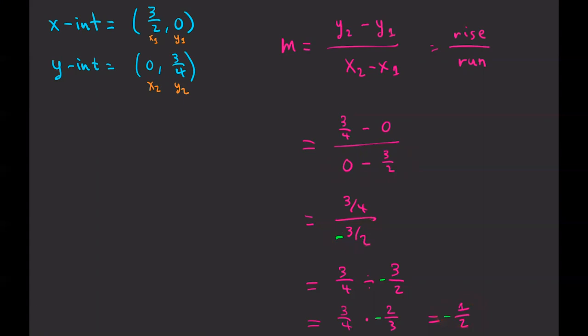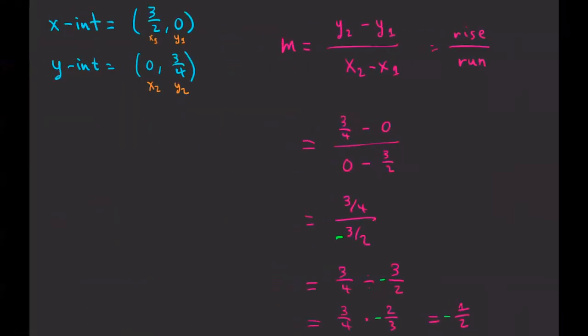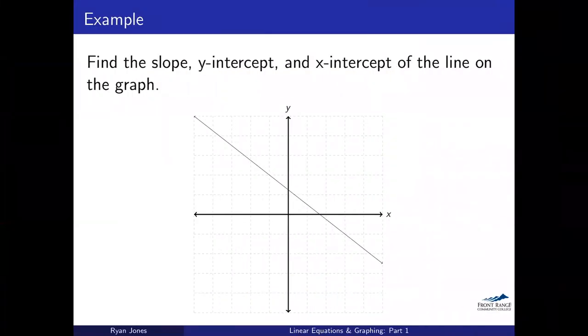So a couple different ways that you could do this problem. There we go. Now, let's look at an example where I'm actually giving you a graph. And here I want us to find the slope, the y-intercept, and the x-intercept. You might just look at this and go, oh, well, that's easy. Let's just look here at the y-intercept. Let's look at the x-intercept and do what we just did on this last example. Write them down and just find my slope. Well, here's what I would say.